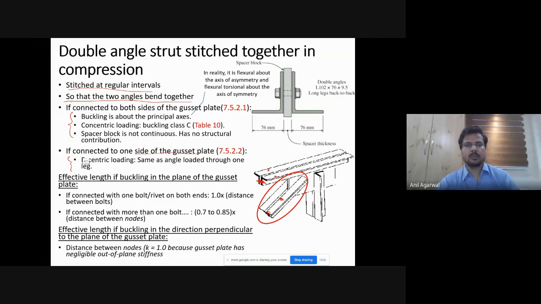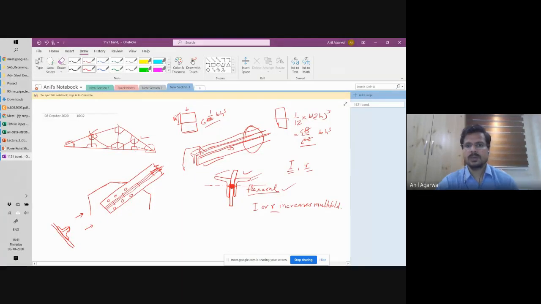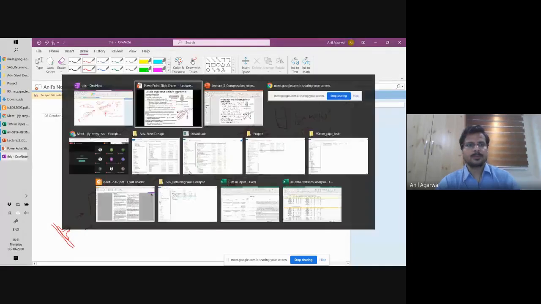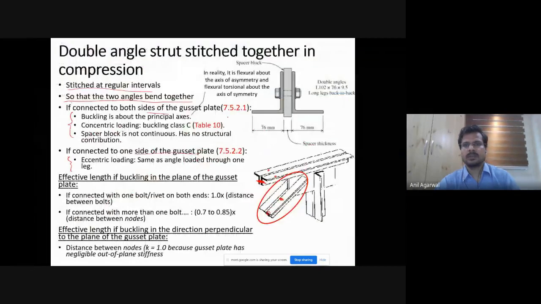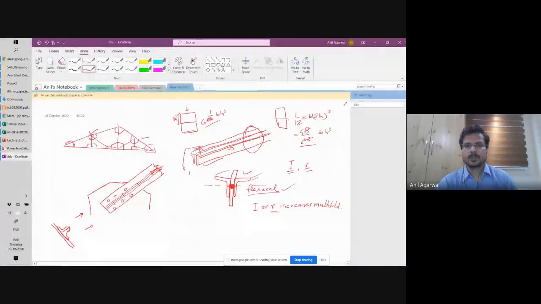Now, what is the difference between the two possibilities? This is the possibility where they are connected to the two opposite sides of the gusset plate. That is your both sides of the gusset plate. This is the one. The provision number is 7.5.2.1. And this one, where the two angles, which are a double angle system, are both connected to the same face of the gusset plate, is 7.5.2.2. So you need to go to the IS 800 and read these provisions.